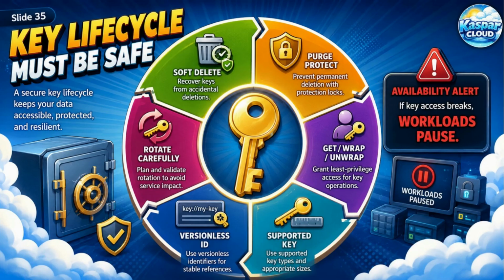Versionless key identifiers are important because Fabric checks for new versions and can use the latest available key version. Administrators should avoid disabling older key versions too quickly after rotation. Encryption control is powerful, but mistakes in key lifecycle management can become availability incidents.